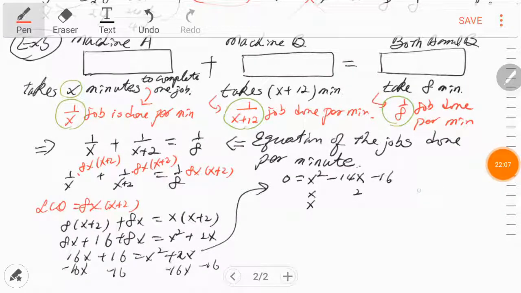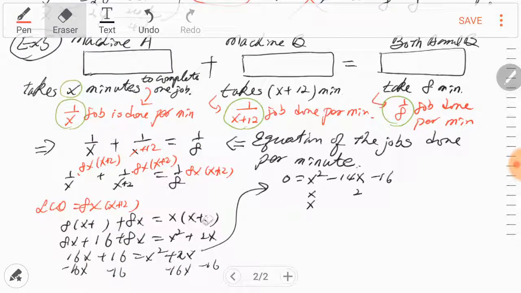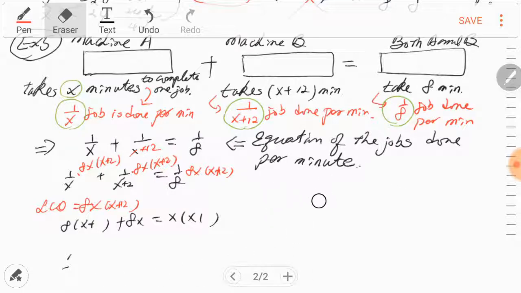Okay, I copied the numbers incorrectly. This is x plus 12, right? So this has to be 12, not 2. It's gotta be plus 12. So LCD is what? x plus 12. So this is not correct. It's gotta be 12, right? All right, let me erase this part again. We gotta use the correct number. So this is 12 plus 12.